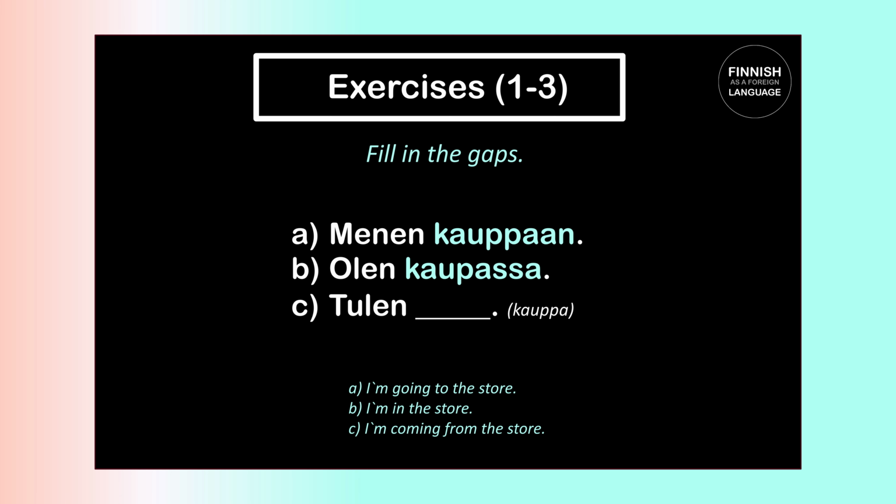Next one, we want to say I'm coming from the store. Tulen. What do we have to fill in? That's right, it's kaupasta, elative case. Tulen kaupasta. I'm coming from the store. Remember, a store is a building, so that's why we have to use the elative case.